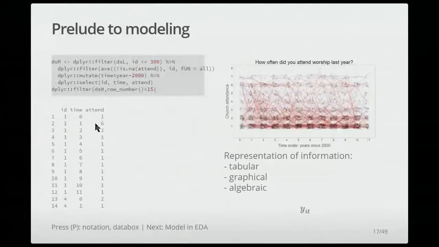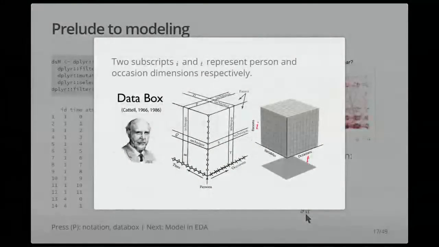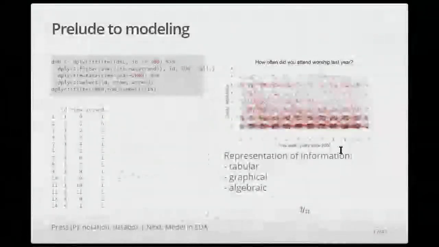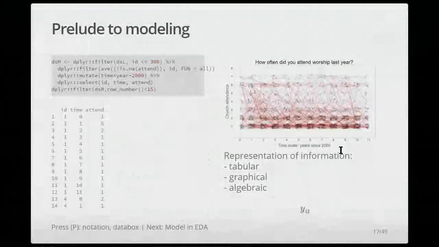So the tabular form deals with it by adding another chunks of data, right? So it stacks the individuals on top of each other and thus preserves the two-dimensional way, but it's really a three-dimensional structure now. The algebraic form uses the subscripts i and t to represent person and occasion dimensions respectively. Okay, and we see that the graphical form just plots everything on the graph.